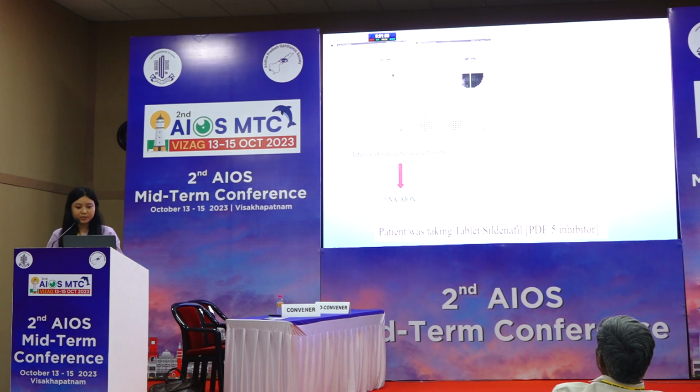So what we see here is that inferiorly, in the 30-2, there is an inferior altitudinal field defect. So can this be an NAION, that is non-arteritic anterior ischemic optic neuropathy? The patient was also found to be taking tablets sildenafil, which is a phosphodiesterase 5 enzyme inhibitor, which is a risk factor for NAION. This is a 120-degree visual field here.